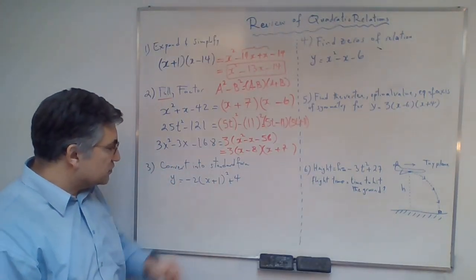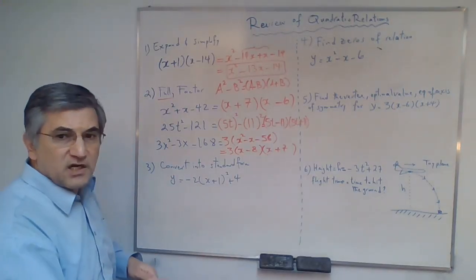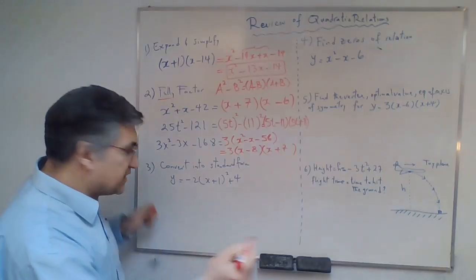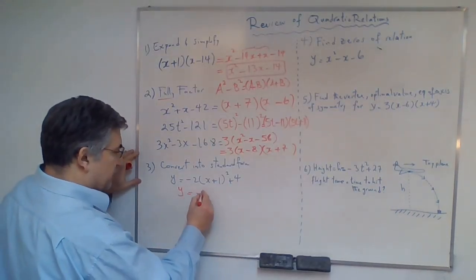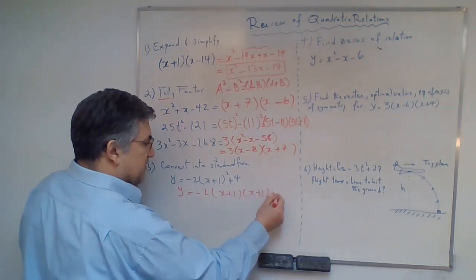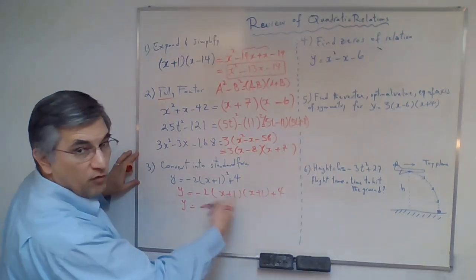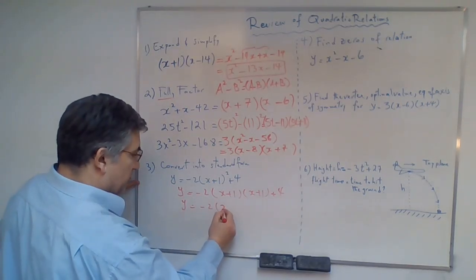It says convert into standard form. This is the vertex form of a quadratic relation. You have seen this a lot in the past. We want to convert that into standard form. So the first thing we do is expand x plus 1. We're going to multiply it by itself. That's the meaning of the exponent of 2. And then we're going to perform the FOIL, multiplying the two binomials.